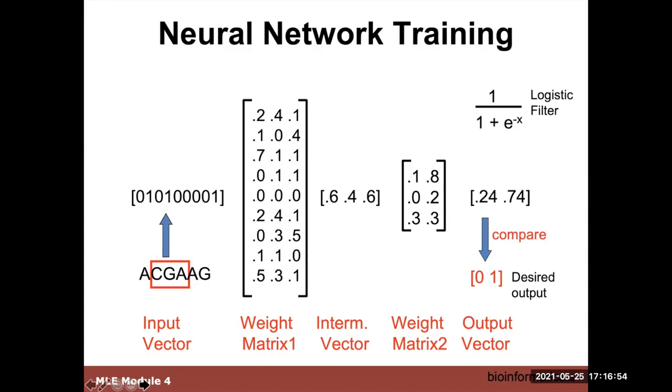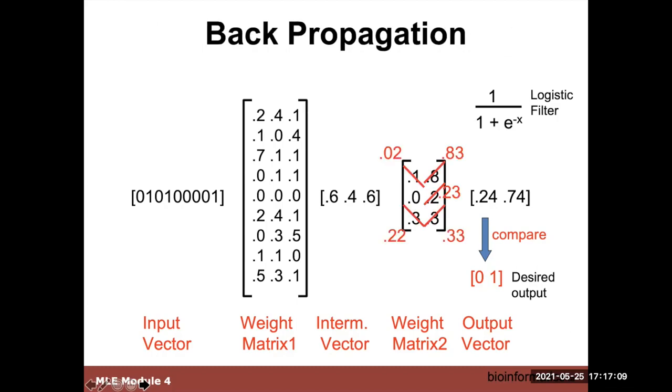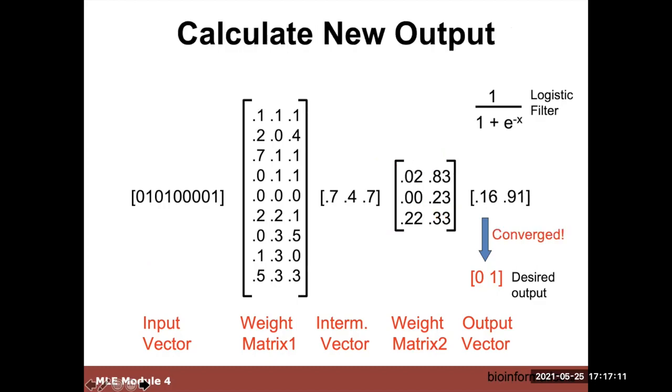We compare what our initial feed forward calculation is. So we get 0.24, 0.74. We compare it with the preferred or desired output, in this case, say a 0, 1. And we can see we're slightly off. So we have to do some back propagation to adjust those numbers. Then we recalculate with the same kind of input vector, and we find that we've changed things. It's dropped a little, and the first digit and the last numbers increased, so it's a little closer to 0, 1. And so after a few rounds of training, we think it's converged.